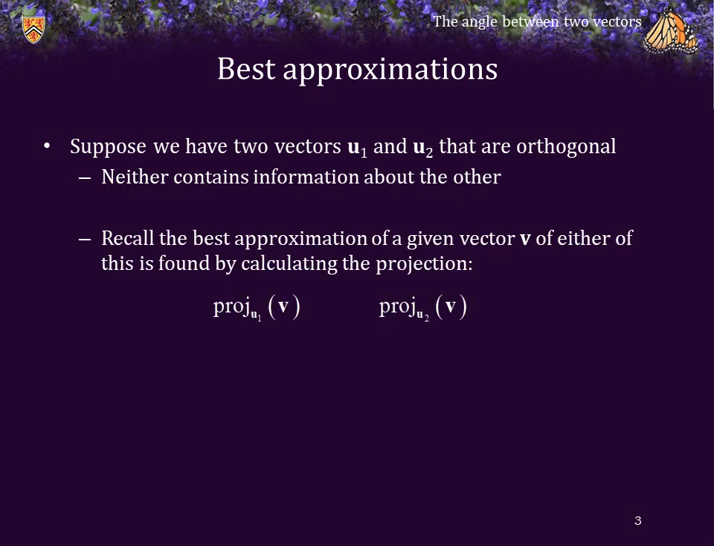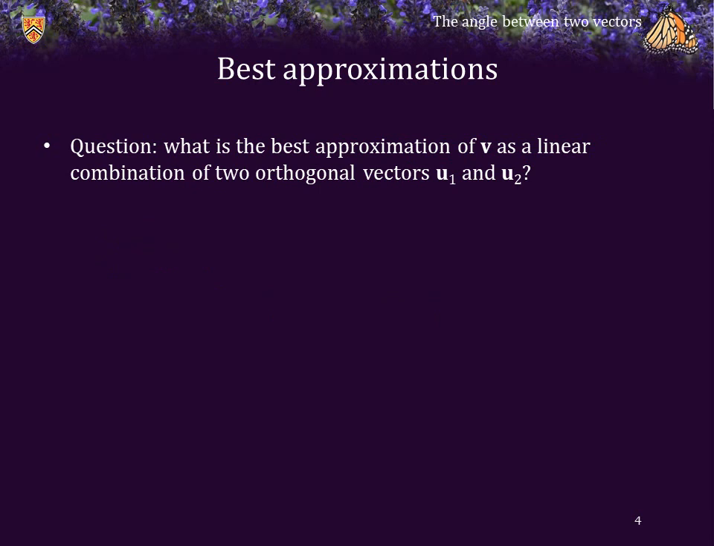Recall, however, that the best approximation of a given vector v of either of these two is found by simply calculating the projection onto those two vectors. So the best approximation of v as a scalar multiple of u1 is the projection of v onto u1, and the best approximation of v as a scalar multiple of u2 is found by calculating the projection of v onto u2. Now, question. What is the best approximation of v as a linear combination of those two orthogonal vectors u1 and u2?